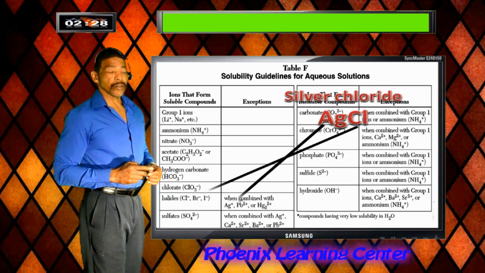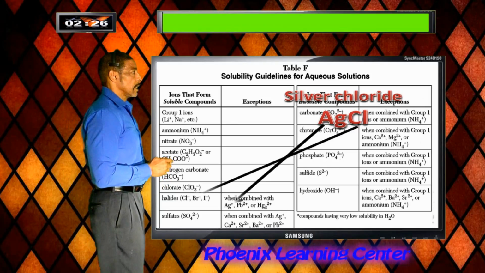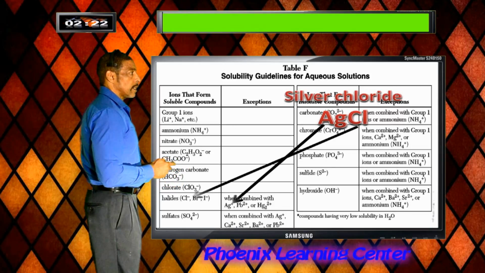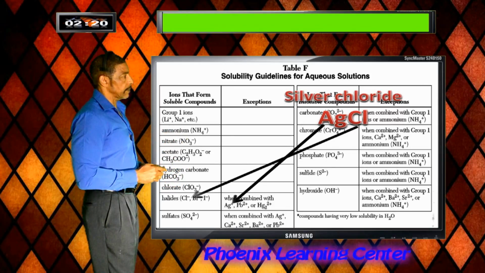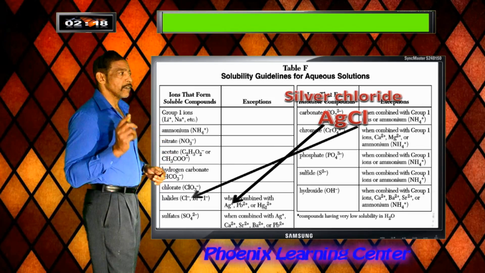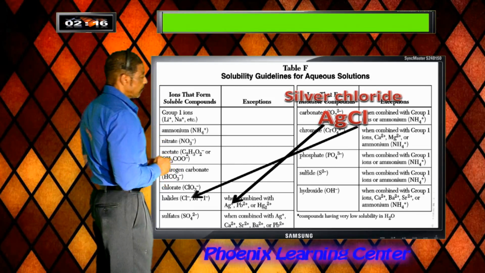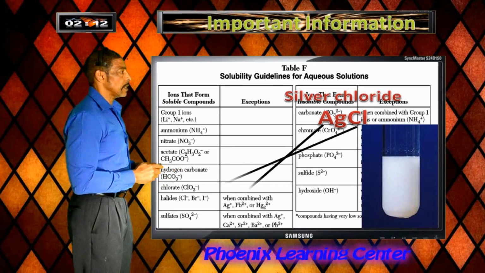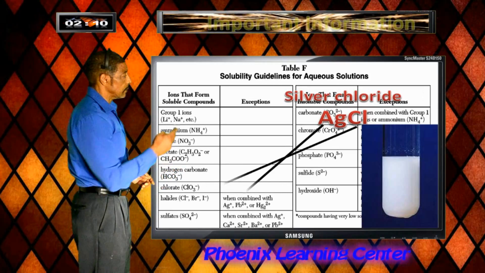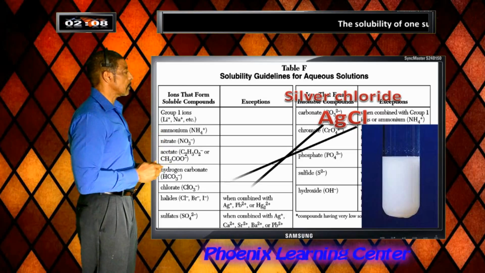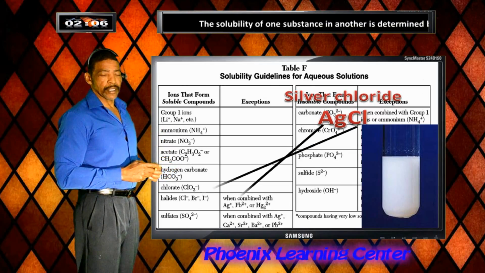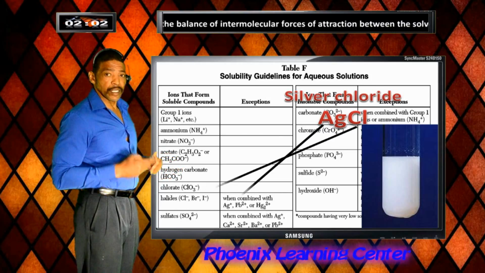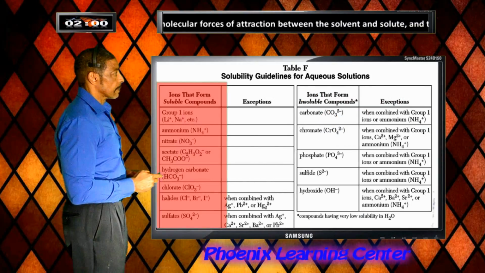Now for the compound silver chloride. The chloride ion in silver chloride is located on the soluble side of table F, but the silver cation is found in the exceptions column. Since the silver cation is found in the exceptions column, silver chloride represents a compound that does not dissolve in water and therefore is insoluble.